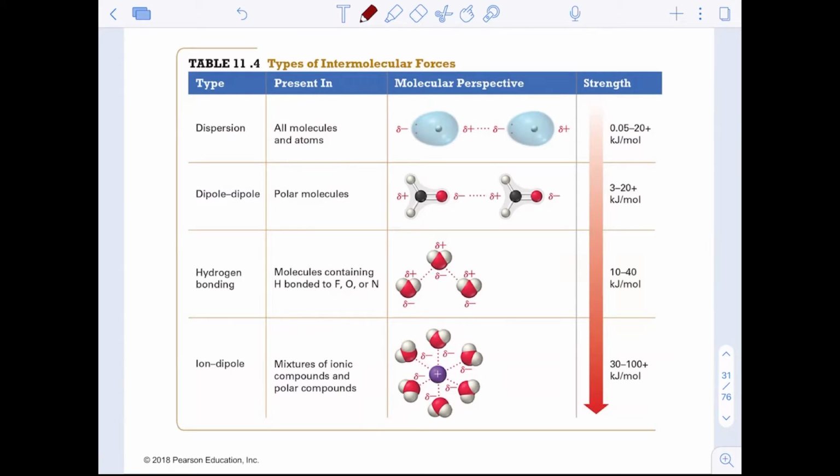Now, we can see the strength over here on the right-hand side. Strength increases as we get the stronger polarity and the stronger attraction. So what does that mean? In order to overcome an ion dipole force, depending on which one it was, we would need to provide between 30 and 100 kilojoules per mole to overcome that intermolecular force.